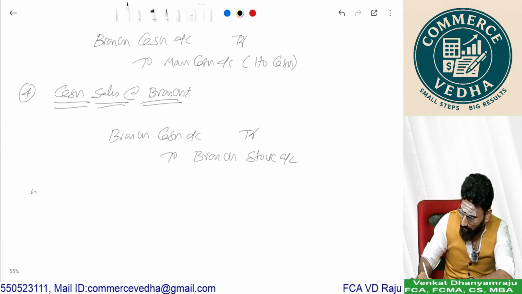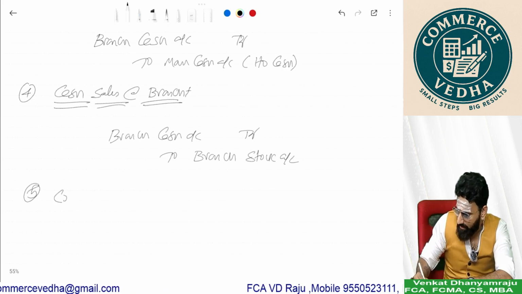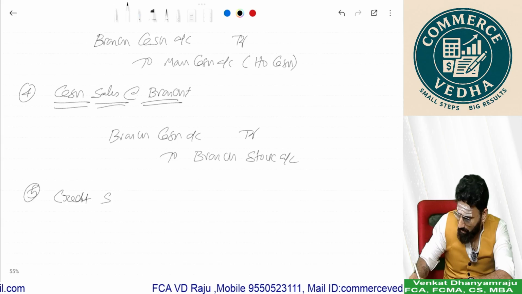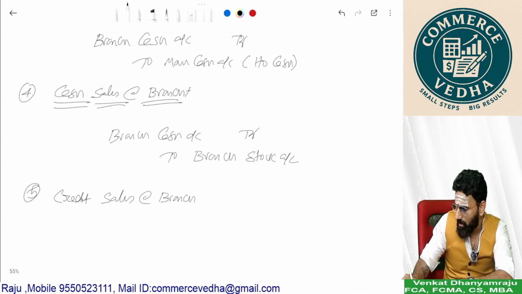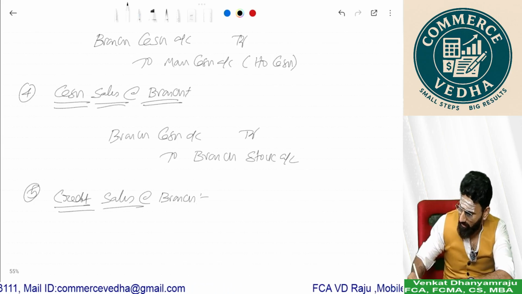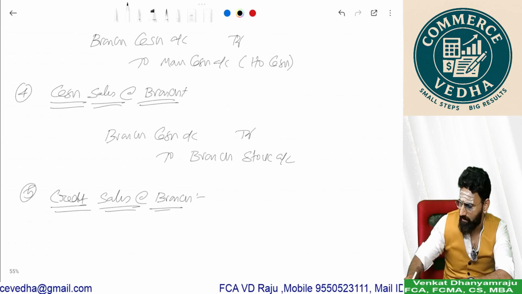Then credit sales at branch. Very simple. It is credit sales. Who should give you?